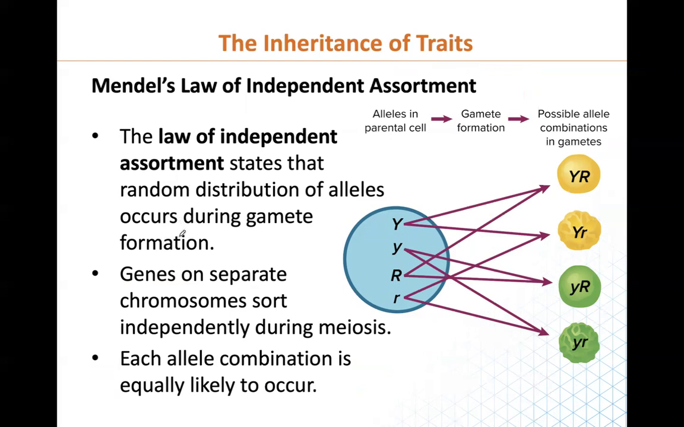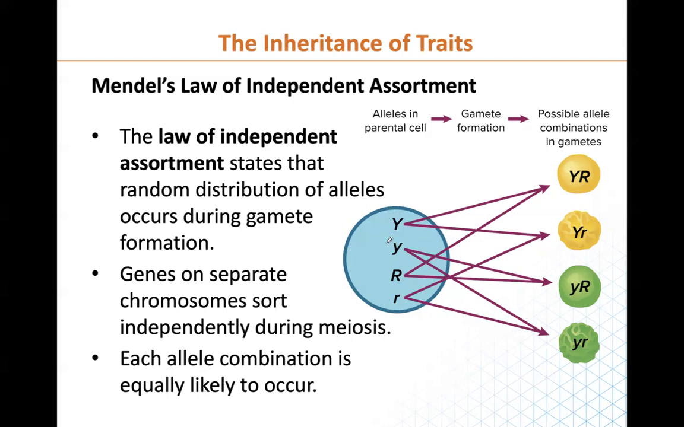So when you have a set of alleles, there will be a random assortment. There is no specific way in which they happen. So genes on separate chromosomes sort independently during meiosis. So each allele combination is equally likely to occur.